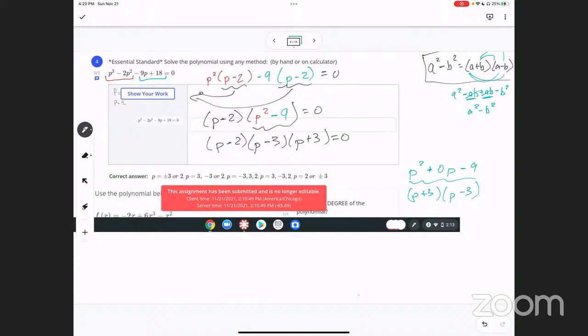So what are my zeros? What are my solutions? Do you know how to solve it from here? Yes. So P minus 2 equals 0. Yep. So P equals what? P equals 2. And the other one? P minus 3 equals 0, which means P equals 3. Yeah. And then P equals negative 3. Yeah. Those are your answers. Good. Okay.